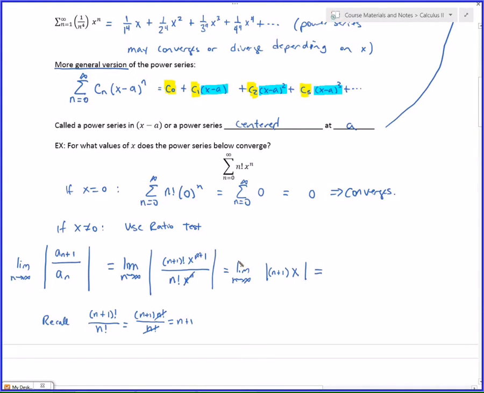All right, what do you think the limit as n goes to infinity of n plus 1 times x does? Now think of x as a fixed constant. You can plug in different numbers into it, but for any value of x, this thing stays the same no matter what n is, right? So think of x as a constant. What's happening to n plus 1 times a constant as n goes to infinity?